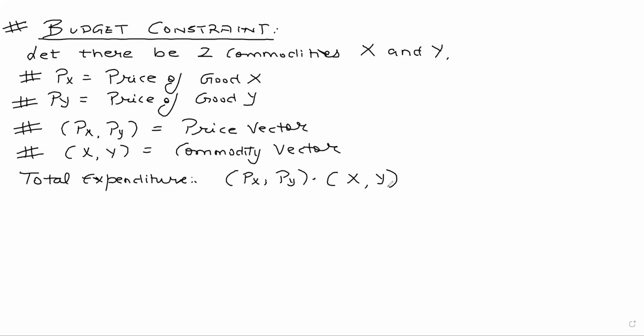We are talking about the commodities in two dimensions. In our model, we are talking only about two commodities X and Y. In the economy, we only have two commodities X and Y. So in the two-dimensional space, our total expenditure will be the dot product of the price vector with the commodity vector. All of us know what this comes out as: Px times X plus Py times Y. This is my total expenditure.